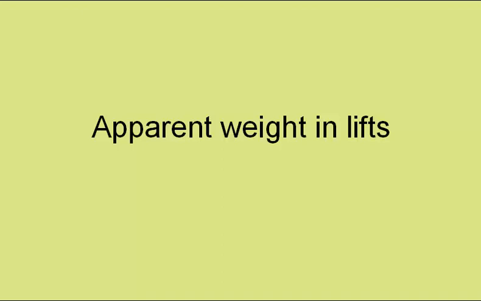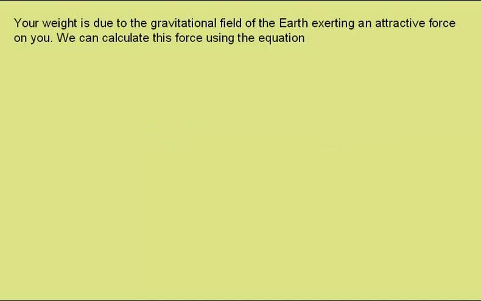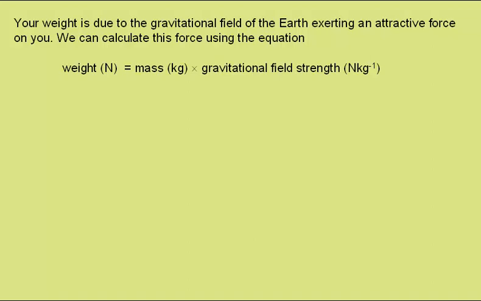Apparent weight in lifts. Your weight is due to the gravitational field of the Earth exerting an attractive force on you. We can calculate this force using the equation weight in newtons is equal to your mass in kilograms multiplied by the gravitational field strength in newtons per kilogram, or W equals mg. On Earth, the gravitational field strength is 9.81 newtons per kilogram, or we can quote it as 9.81 meters per second squared. These two different units are equivalent, and we would generally use these units when considering forces, and these units when considering the motion caused by these forces.